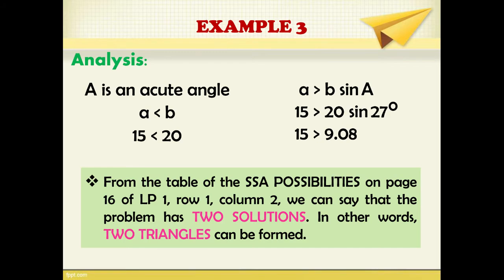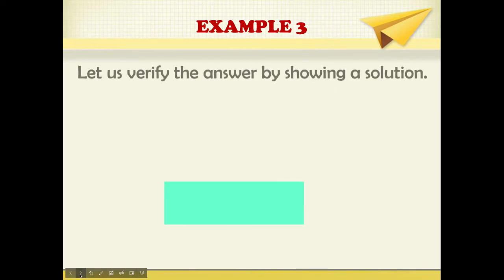Now note that side a, side b, and angle A will automatically be parts of the second triangle because they are the original given values. Since they are the given values, they automatically form part of the two triangles, and we will only need to solve for the other missing parts. Now, let us verify the answer by showing a solution. So, we will now be finding all the parts of the two triangles.